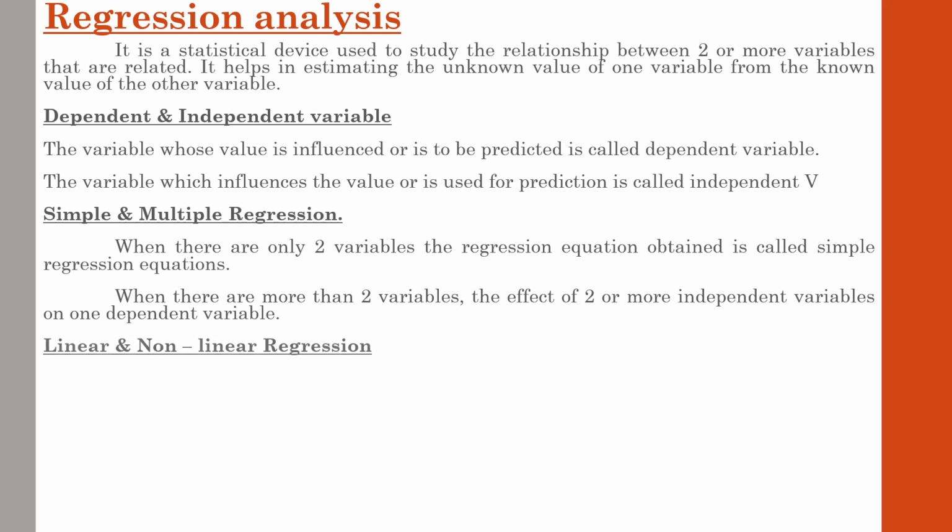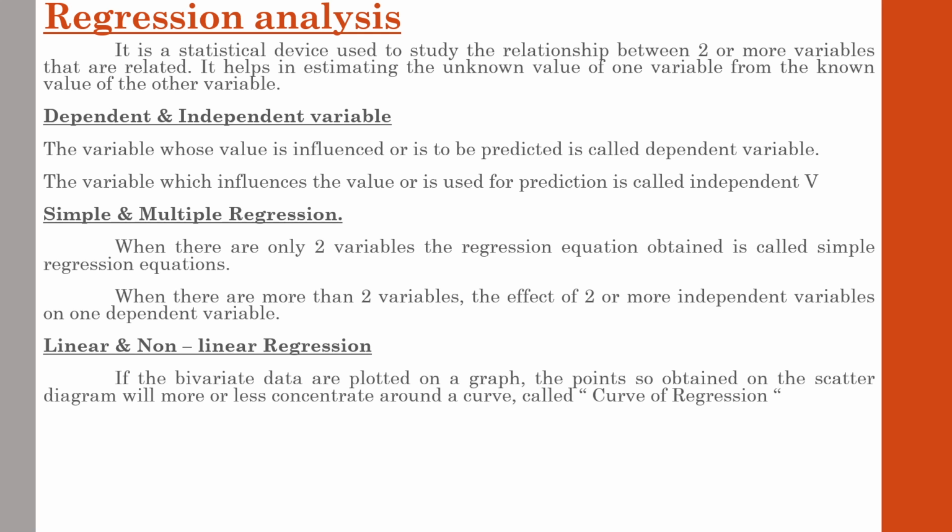Next one, linear and non-linear regression. On the basis of proportion of changes in the variable, regression can be classified into linear and non-linear. If the given bivariate data are plotted on a graph, the points so obtained on the scatter diagram will be more or less concentrated around a curve, and that curve is called curve of regression.